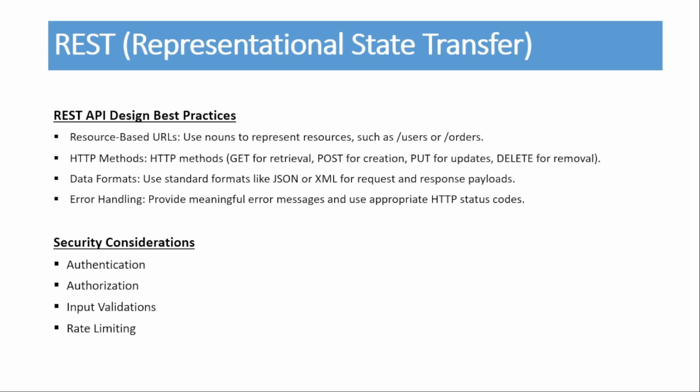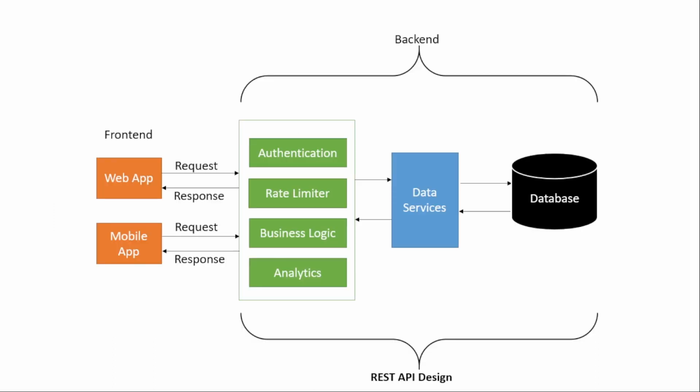Incorporating these security considerations, authentication, authorization, input validation, and rate limiting, into your API design ensures that your API is protected from unauthorized access and malicious activities. These measures help maintain integrity, confidentiality, and availability of your API, providing a secure experience for your users and clients.